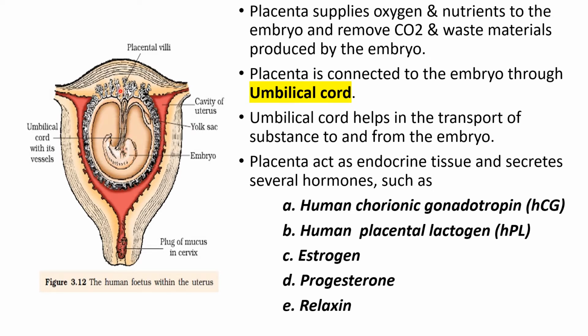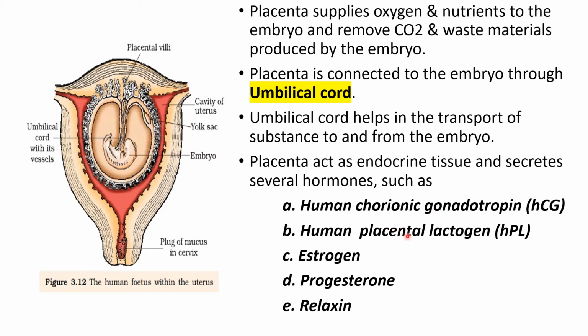The placental structure is connected to the embryo through the umbilical cord. Here the placenta does not directly have contact with the developing embryo. There is one more structure that makes a bridge between the placenta and the developing embryo. That bridge-like structure is called the umbilical cord. From here to here represents the umbilical cord. The umbilical cord contains many vessels for supplying purposes. Mainly, the umbilical cord helps in the transport of substances to the embryo and from the embryo.